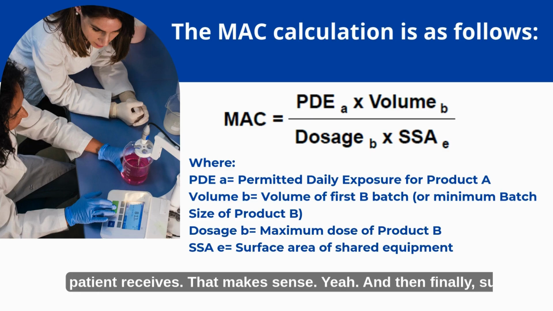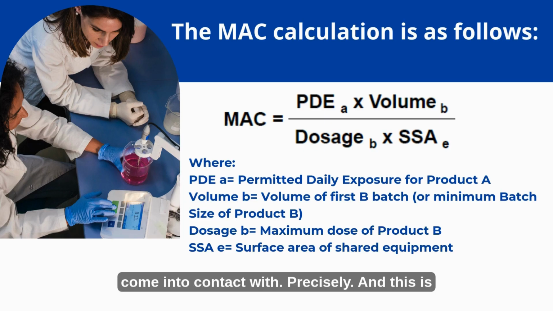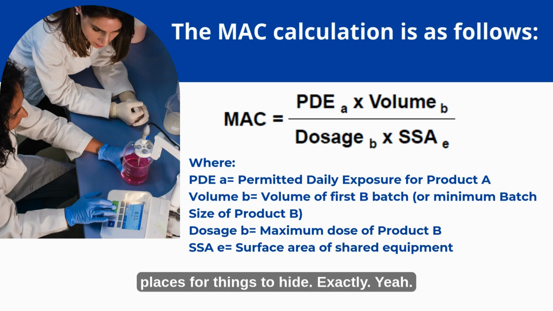That makes sense. And then finally, surface area of shared equipment. So that's the part of the machinery that both of those products actually come into contact with. Precisely. And this is the area where residues from product A could potentially linger, even after cleaning. So a larger surface area means more potential for carryover into the next product. Imagine trying to clean a really intricate piece of equipment. There are so many nooks and crannies, more places for things to hide.